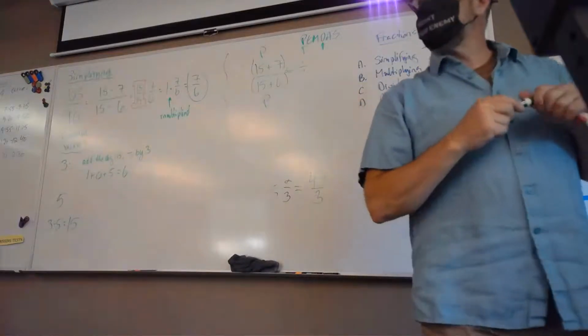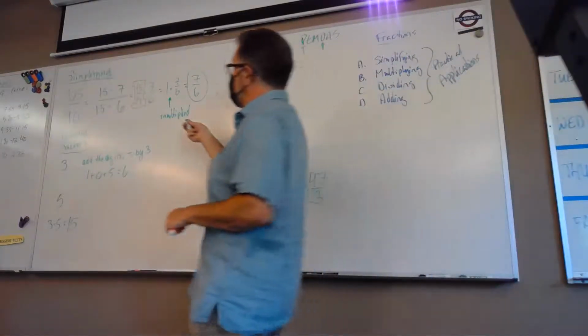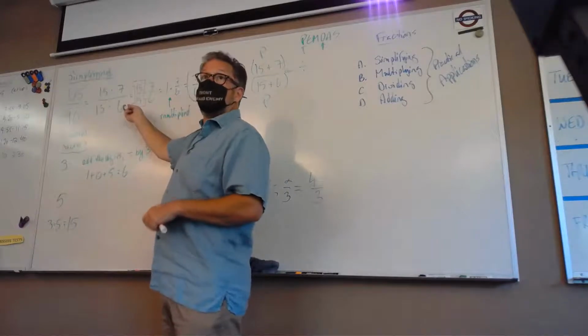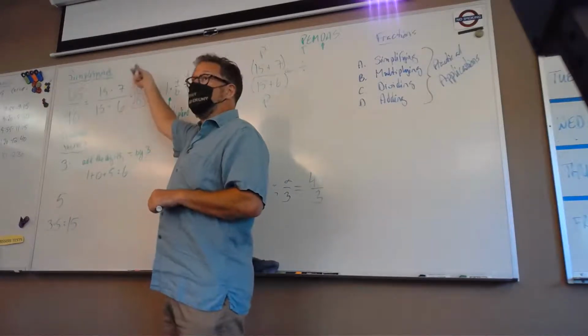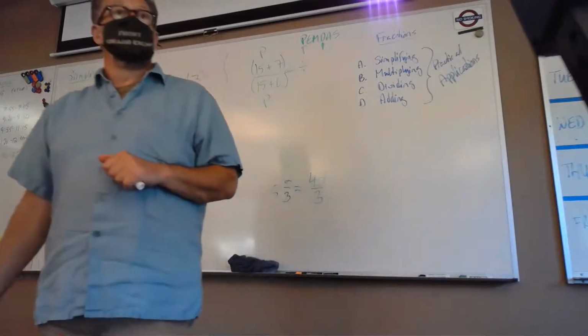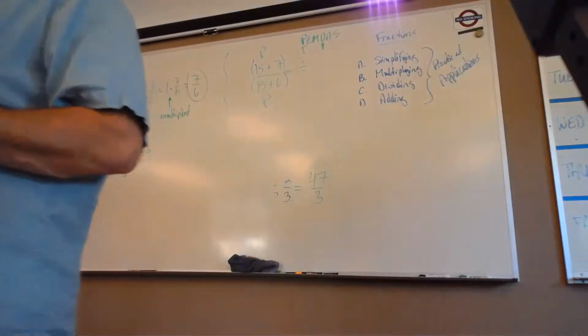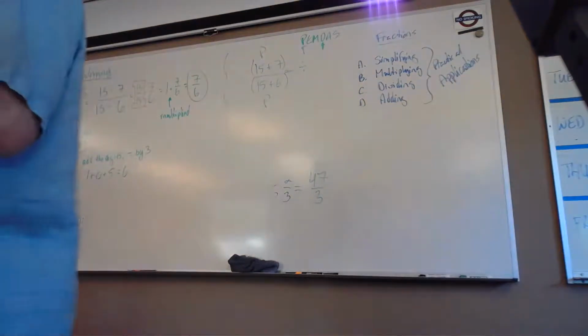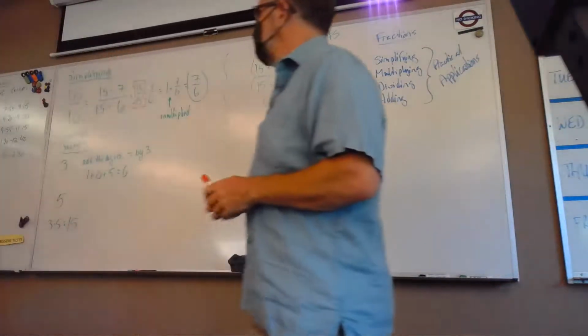So we want to be a little bit careful here. The whole point of reducing fractions is that we rewrite it so that it's 1 times something, and then we can cross off the 1. Right? We cool with that? Okay.